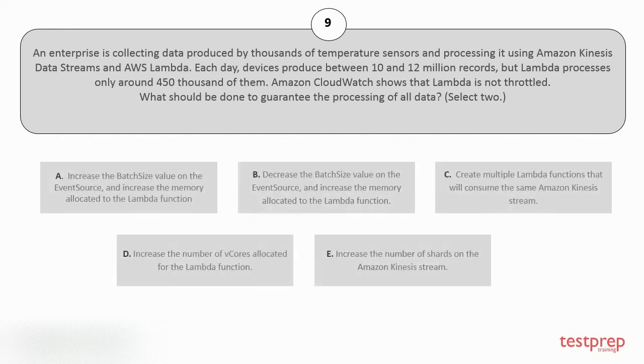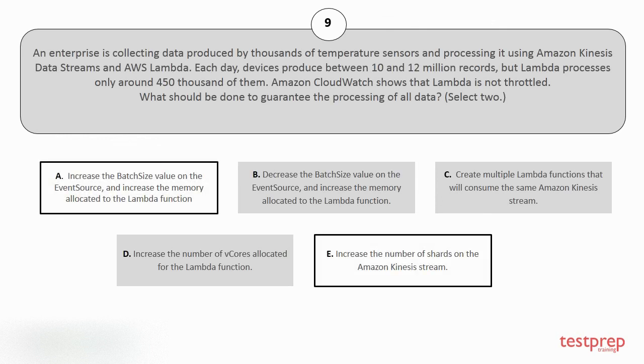Your options are: A. Increase the batch size value on the event source, and increase the memory allocated to the Lambda function. B. Decrease the batch size value on the event source, and increase the memory allocated to the Lambda function. C. Create multiple Lambda functions that will consume the same Amazon Kinesis stream. D. Increase the number of vCores allocated for the Lambda function. E. Increase the number of shards on the Amazon Kinesis stream. The correct answers are options A and E.